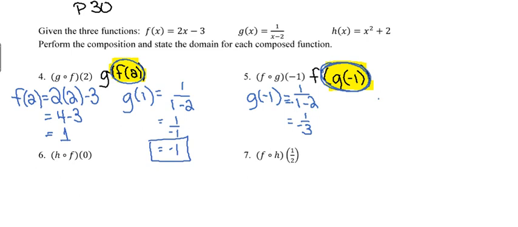My last step is to evaluate or find the value of f of -1/3. So that would become 2 times -1/3 subtract 3.